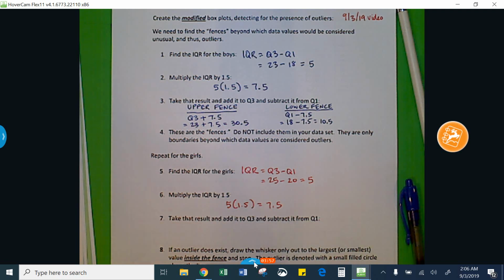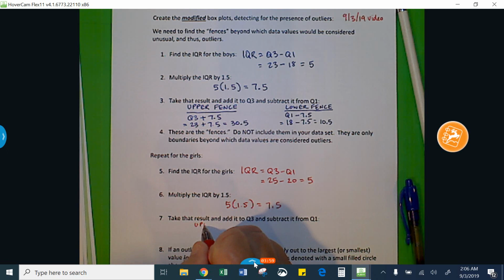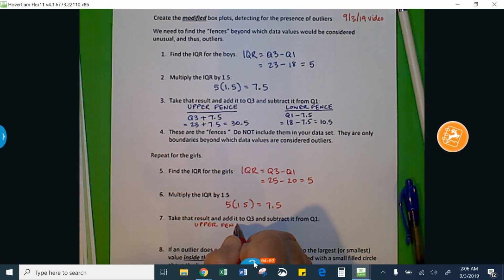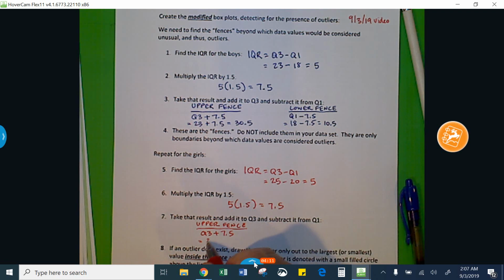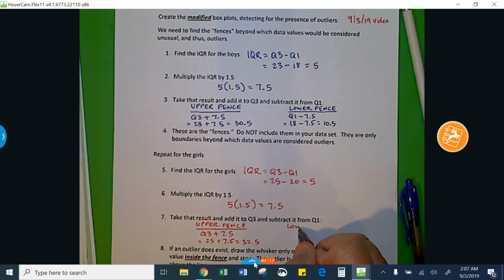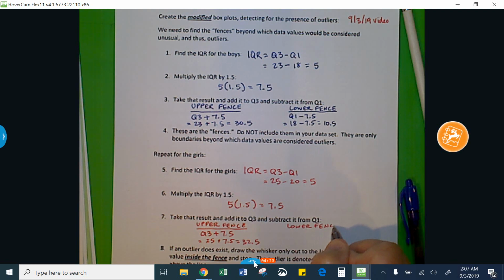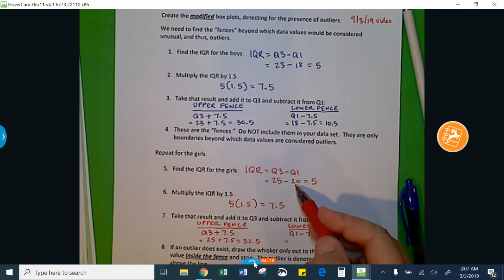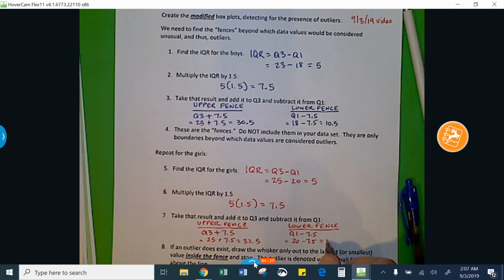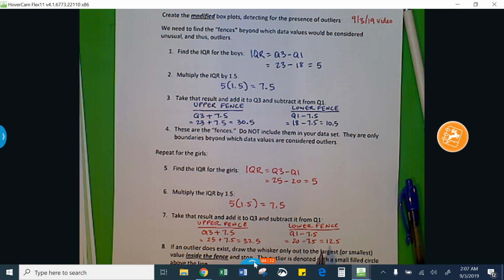Now let's figure out where the girls' fences are. Those will be in a different place. So let's do the upper fence. And the upper fence, if you recall, is quartile 3 plus the 7.5. Quartile 3 was 25 plus 7.5 is 32.5. Lower fence, quartile 1 minus 7.5. Quartile 1 was 20 minus 7.5 is 12.5. So these are the boundaries we're going to use for the girls to determine if there are any unusual values or any outliers.